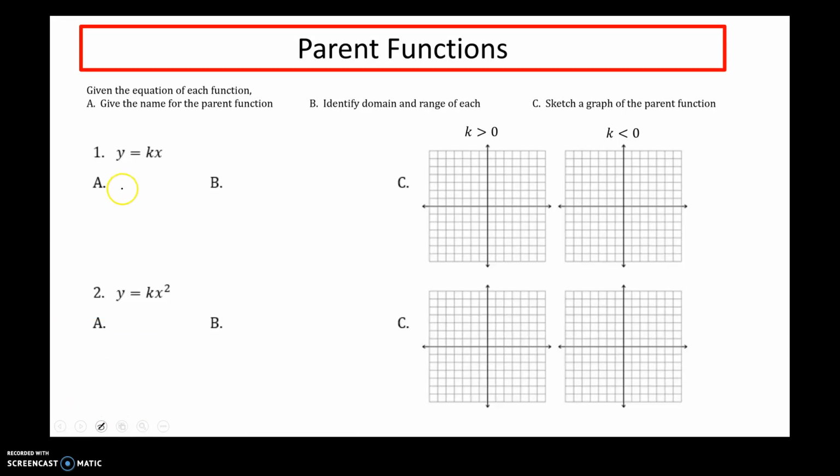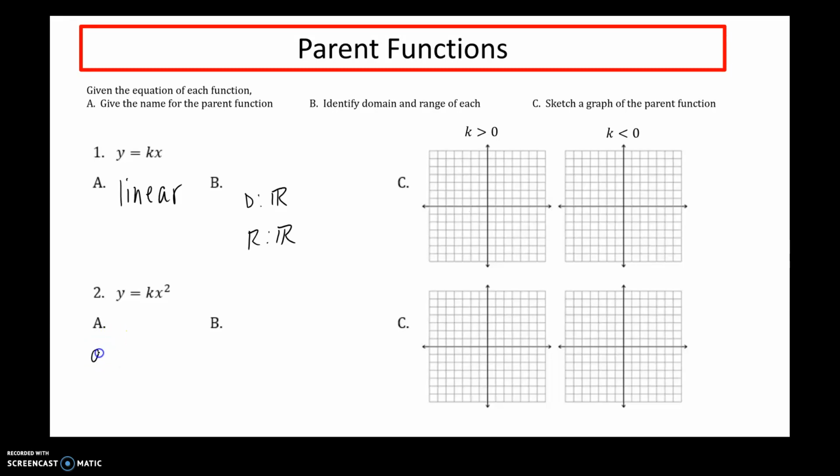All right, so y equals k times x. This is a linear function. Domain and range of any line are all real numbers, never changes. Now notice the value of k. If k is positive, my graph is going to look one way. If k is negative, my graph will look another way.